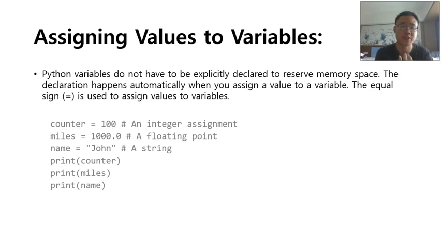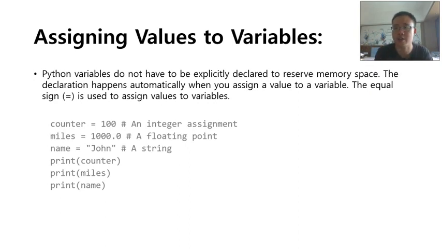variable types. For example, integer. Integer meaning the numbers without decimals. For example, 1, 2, 3, 4, 5. Those are integers. But 1.0 or 1000.0, it's not an integer variable. It's a floating point variable. Okay, it's another variable type. We will talk about the difference.